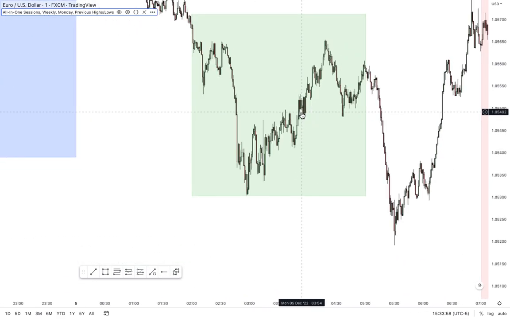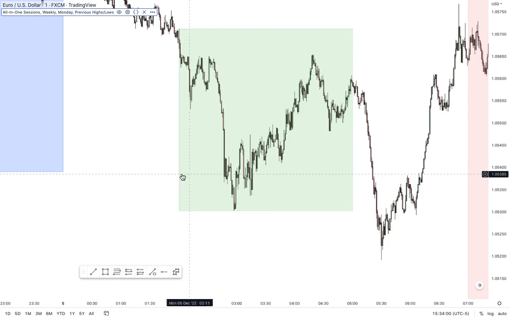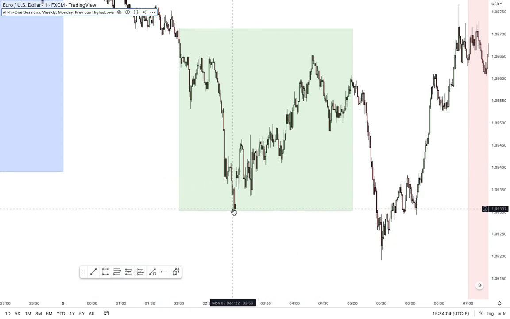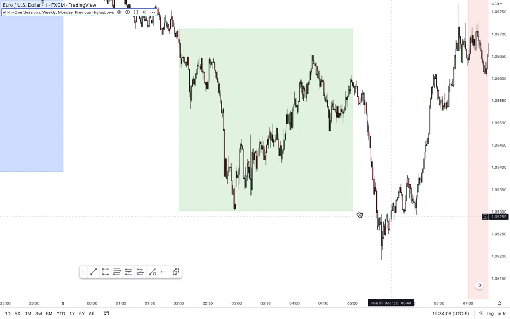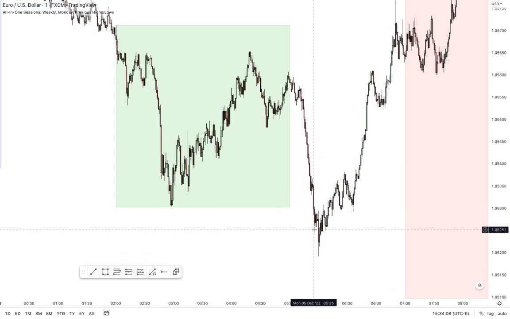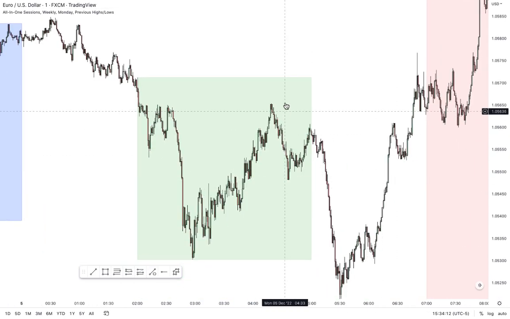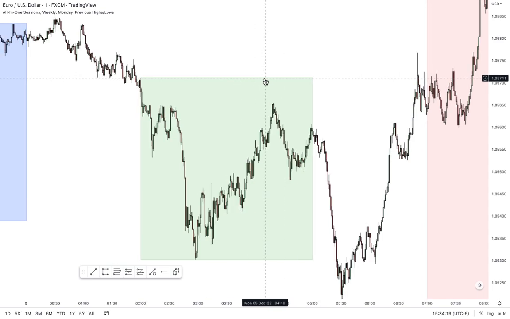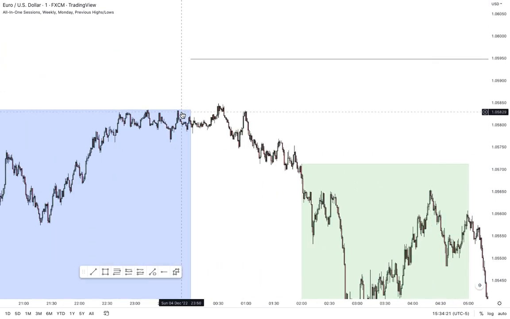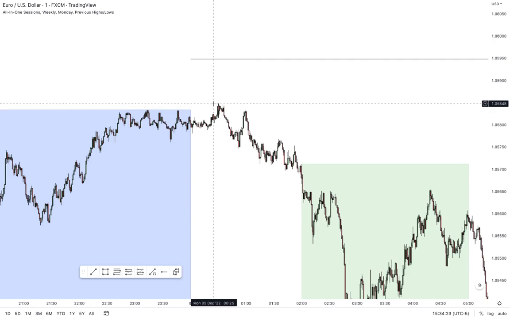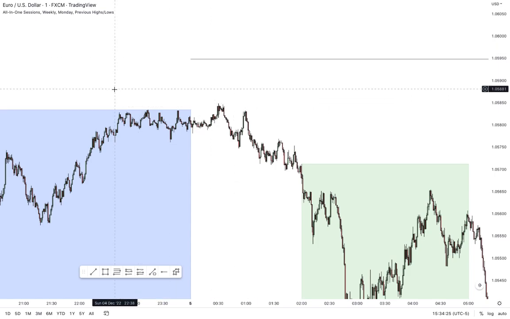So after that, this green box is the London kill zone. So after this London kill zone low, we would wait for our entry, and where should your target be? The 5R, the 10R, and the next target would be this, the London session's high, and after this the day's high.